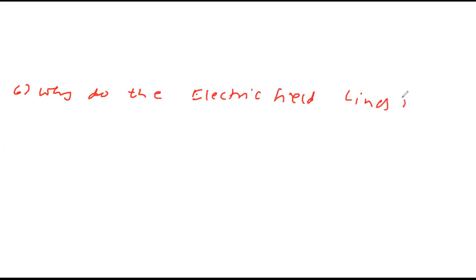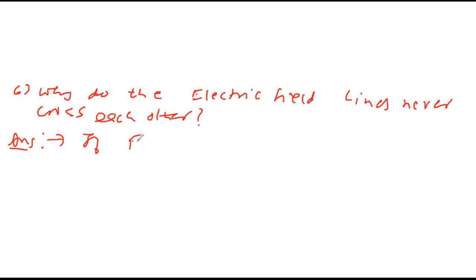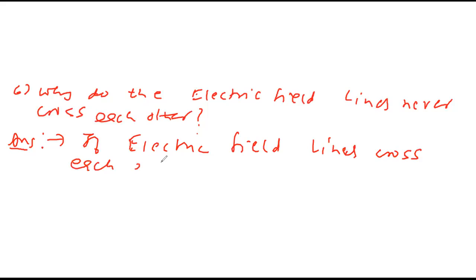Sixth question. Why do the electric field lines never cross each other? If electric field lines cross each other, then we have two directions of field at the same point.